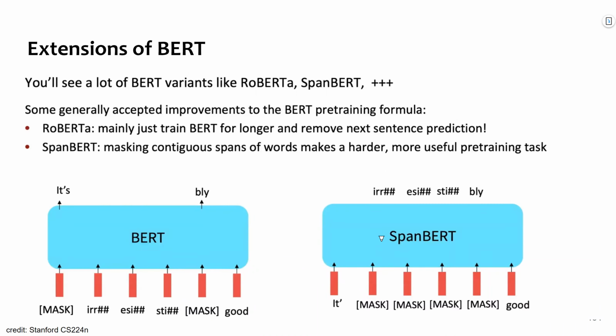And there are also extended, enhanced versions of BERT. Two are quite famous. The first one is RoBERTa. This mainly trains BERT for longer and removes next sentence prediction. This paper argues that next sentence prediction does not help improve the performance. Therefore, they did not use this task.